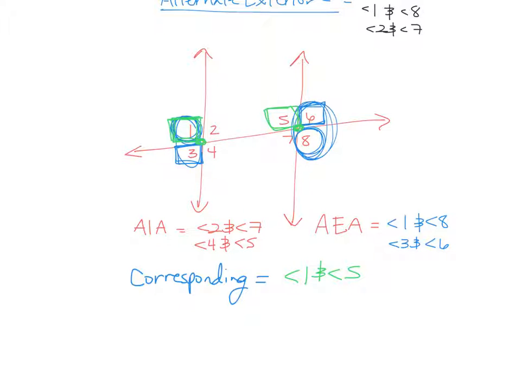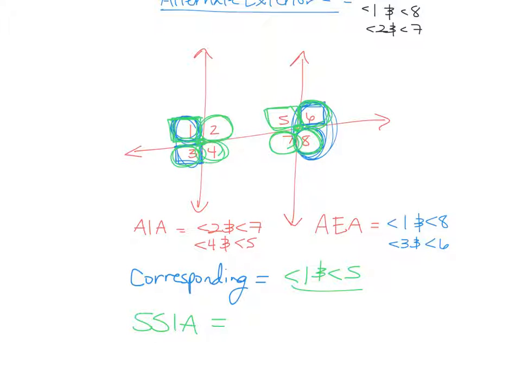What are some other correspondings? 2 and 6, right? 2 and 6, top right with top right. What else? That was the first one we did. 3 and 7, and 4 and 8. Okay, that's corresponding. And then the last one is same side interior angles.